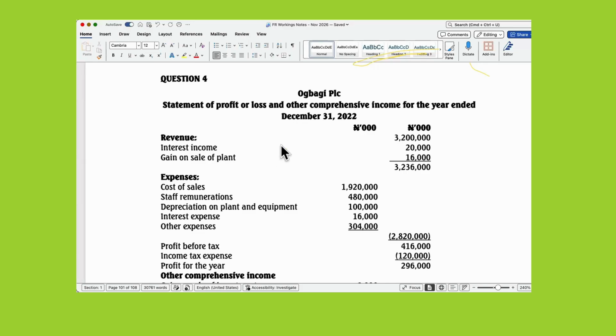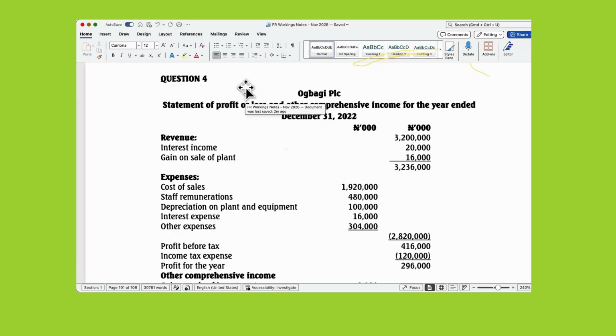It should not appear at all. It's a non-cash item, so it will not be used at all. Thank you very much, Shola, Vivian, and the other people that spoke to that. That's the correct answer. Gain on sale of plants is not a cash item, so it will not show.